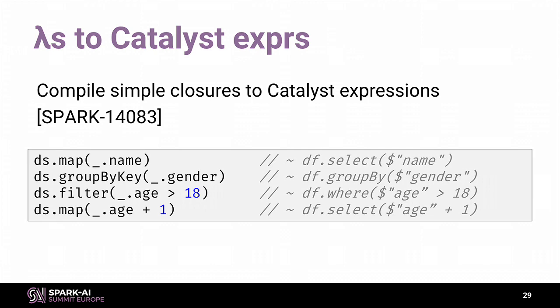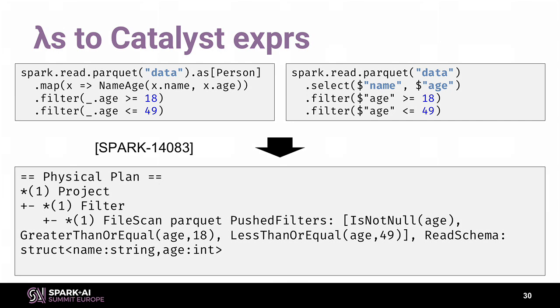The developers of Spark came up with this idea of compiling simple closures to Catalyst expressions. If you have very simple selects, maps, groups, filters, whatever, then it could analyze the generated bytecode and try to match it along some patterns to create the corresponding data frame operation. So this would result in both of these having the same optimized plan.